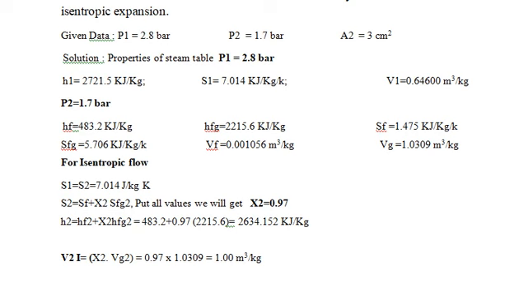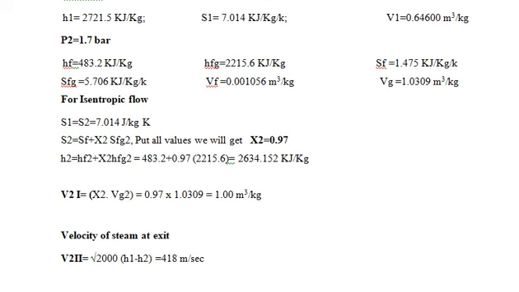Then for isentropic flow, you have to consider S1 equal to S2. That means for the isentropic process, S1 equal to S2, equal to 7.014 kJ per kg Kelvin. Then again write the formula S2 equal to SF plus X2 SFG2. Put all the values, we will get the value of X2. For these values we are getting the dryness fraction X2 equal to 0.97. Then find out the value of enthalpy H2, H2 equal to HF2 plus X2 HFG2. Put the values, then we are getting the value of H2.